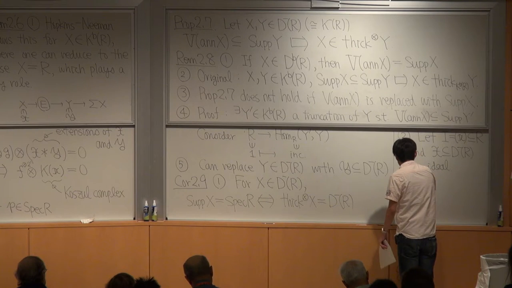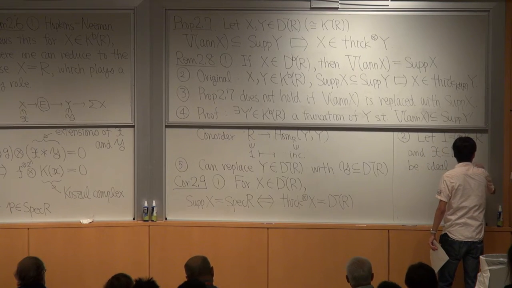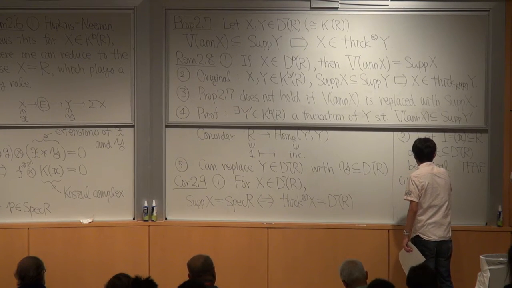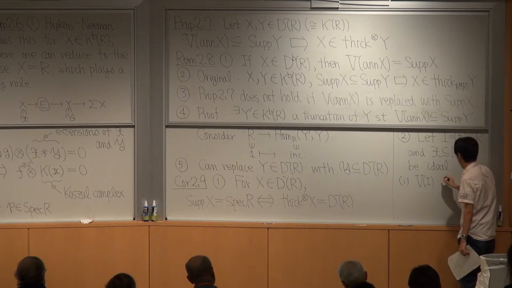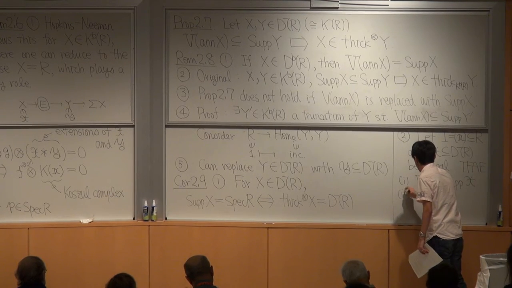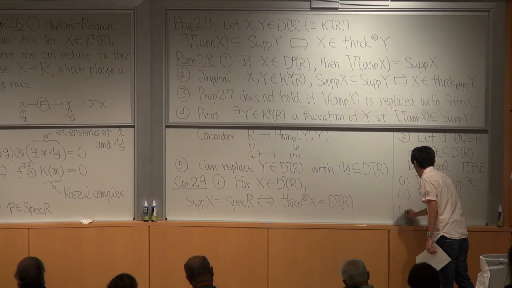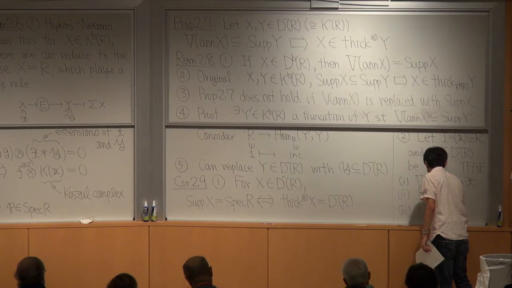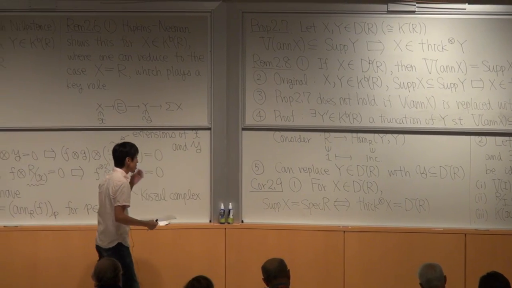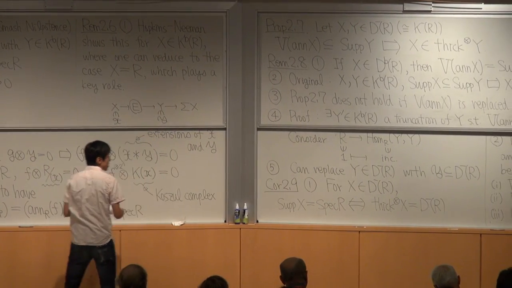Then we have the following equivalent statements. First, V(I), the set of prime ideals containing I, is contained in the support of X. The second statement is that R/I belongs to X. And the third statement says that the Koszul complex is in X. So these three conditions are equivalent. Actually, this corollary is an easy, direct consequence of proposition 2.7. So it's an exercise, very easy.